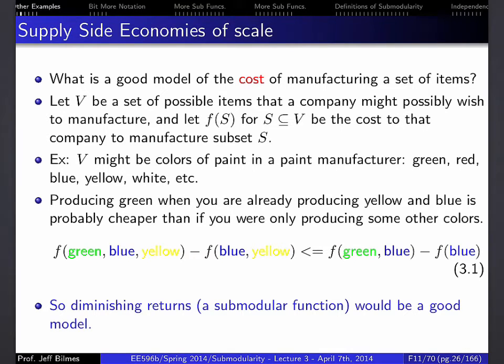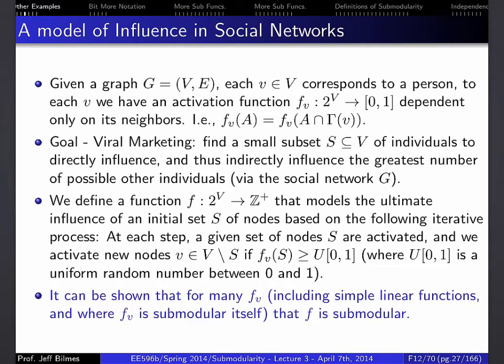So we are just going to visit the supply side economies of scale again. The idea was that if you are, say, a company producing goods, and you already have a collection of goods that you're producing, chances are that the cost of adding a new good to your production line is going to be less if you're already producing a larger set of goods than if you're producing a smaller set of goods. And the example we gave was paint, where producing green in the context of blue and yellow is easier than producing green in the context of just blue. We now see that that's clearly a good instance of submodularity. Submodularity is a good model for that.